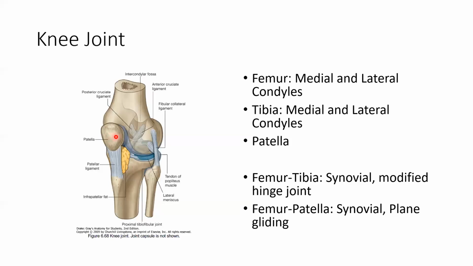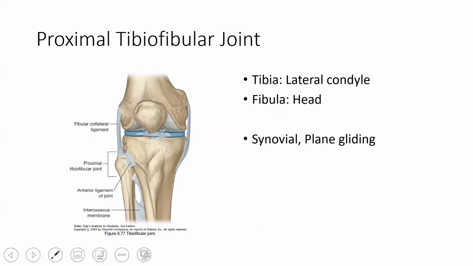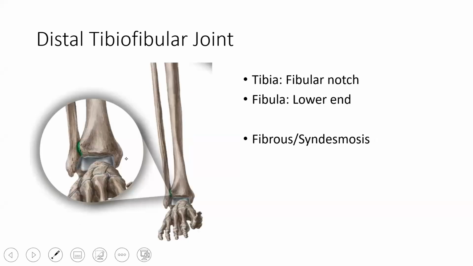Then you have the joint between the femur and the patella. It is also a synovial joint, and it's a plain gliding joint. Then you have the proximal tibiofibular joint between the fibular head and the lateral condyle of the tibia. This is also a synovial joint. There's a synovial cavity here, and it's a plain gliding joint. There's a bit of rotation, but not much of movement occurring there.